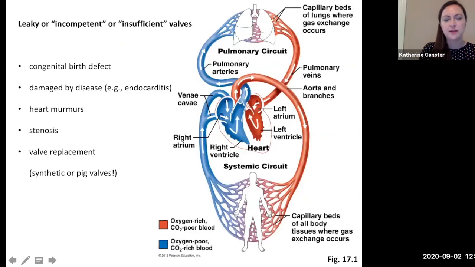Sometimes valves can be leaky and blood can shoot back through valves when it shouldn't. When this happens, the valve is considered incompetent or insufficient. If this happens due to a defect at birth, then it's called a congenital birth defect. Sometimes valves can be damaged by disease.